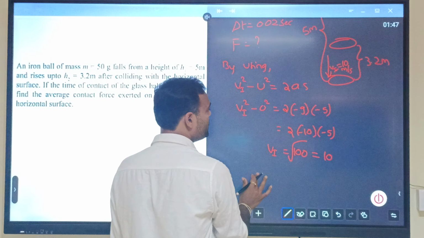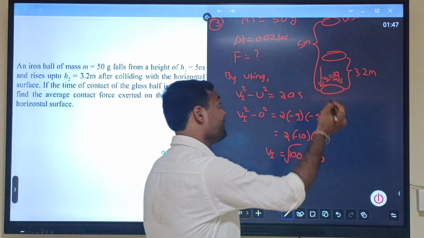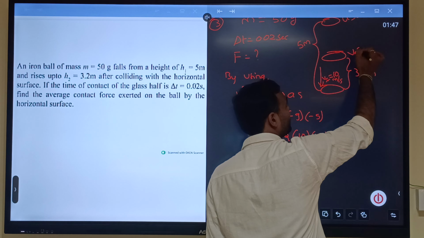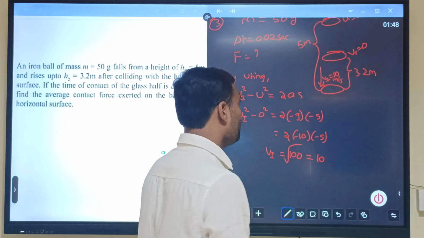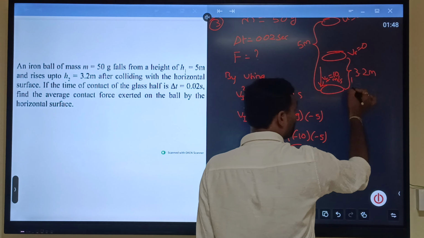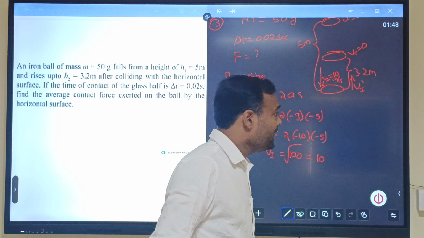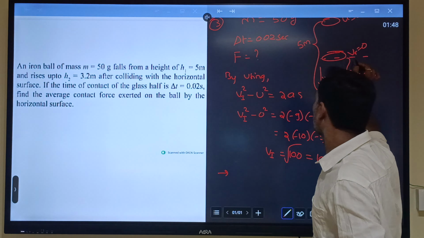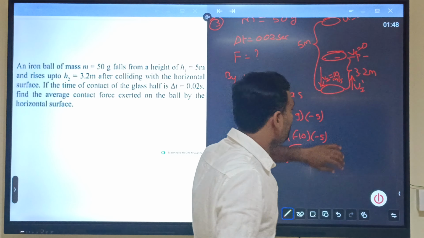After the collision, the object rises to 3.2 meters, and they said it rises up to this point. So at this point, Vf is equal to 0. Right? Now, of course, it is moving with a certain amount of velocity Vi dash. Then only it can rise up to this point P, and it can stop there. How can I find that Vi dash value?